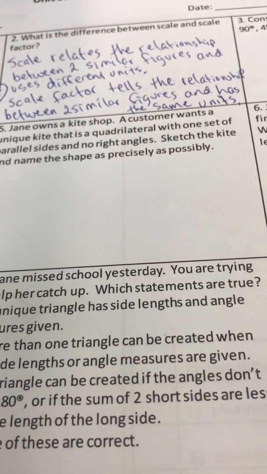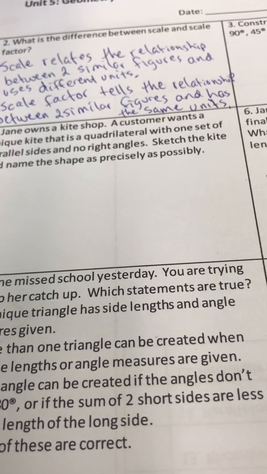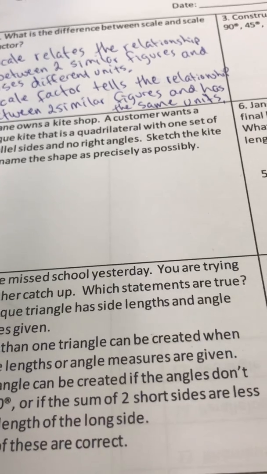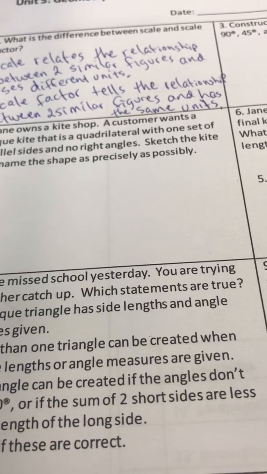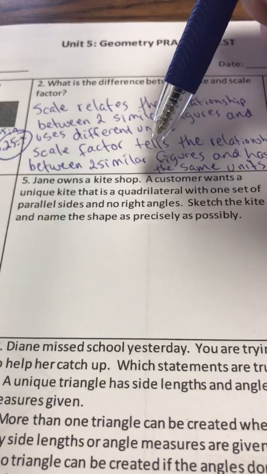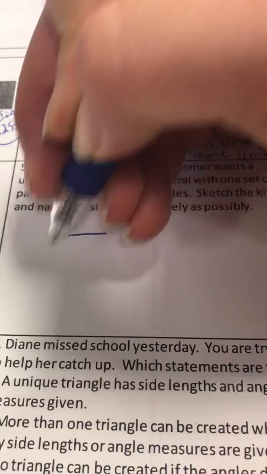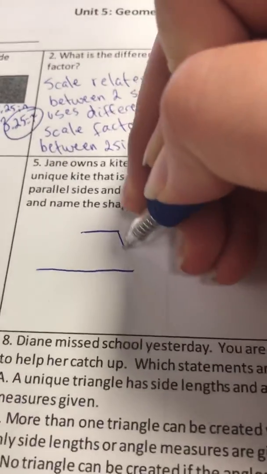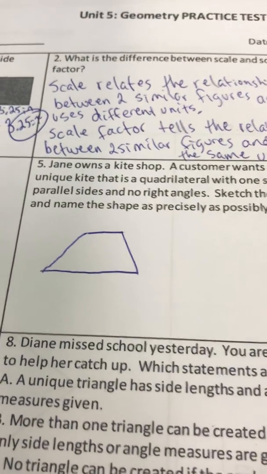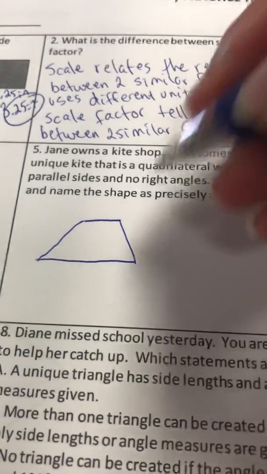Number 5, Jane owns a kite shop. A customer wants a unique kite that is a quadrilateral with one set of parallel sides and no right angles. Sketch the kite and name the shape as precisely as possible. Okay, so if I'm looking for a quadrilateral, that means I need something with 4 sides. It has one set of parallel sides and no right angles. Well, to me, that would look something like that. Does yours have to look exactly like mine? No. Should yours be a trapezoid like mine? Yes.